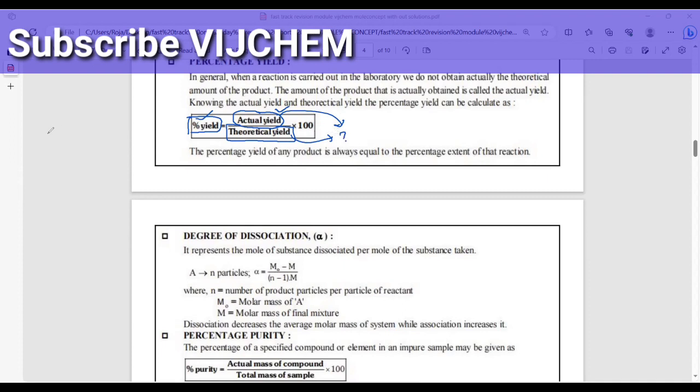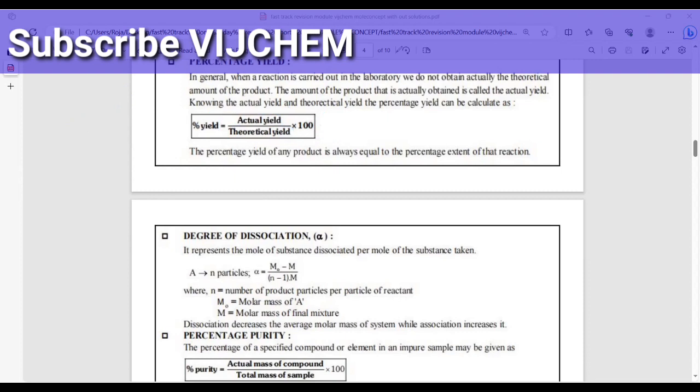Okay. So for example, the percentage yield is 75% and the actual yield is 75 grams. Then the theoretical yield will be 100 grams. So 100 grams is expected, but we got 75. That's why the percentage yield is 75%. Okay. This is about percentage yield.